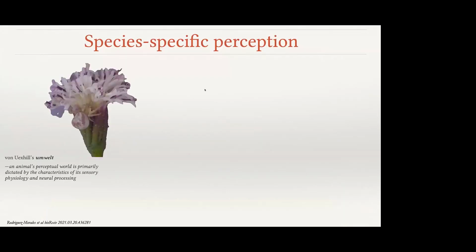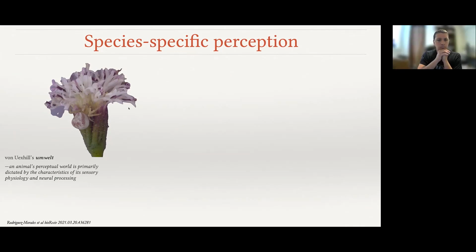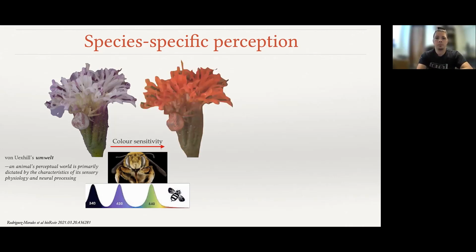So the first thing to emphasize is that each species looks at the world in a completely different way. It's an echo of von Uexküll's concept of Umwelt, where an animal's perceptual world is primarily dictated by the characteristics of its sensory physiology. So, for example, in this flower with a spider on it, this is how it looks to us. But if you take into account the color sensitivity of a potential prey like a honeybee, which can see in UV, blue, and green, you get a completely different picture. And this is a simulated image coded for honeybee vision.